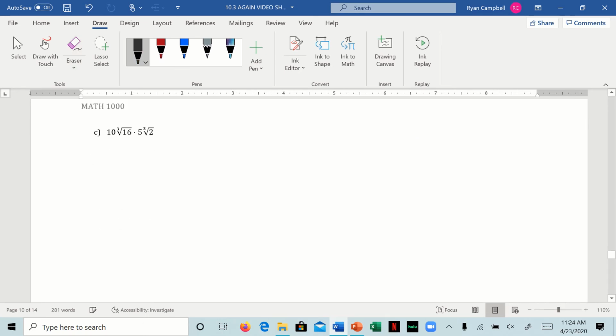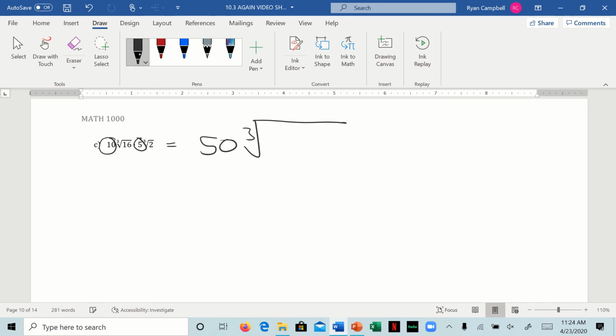All right. So same thing, right? Cube root, so we can combine those. So doing the numbers out front, we get 10 times 5, which is 50. And then we can get the cube root of what's inside, so 16 times 2. Since we have to simplify anyway, we want to leave it all factored already.